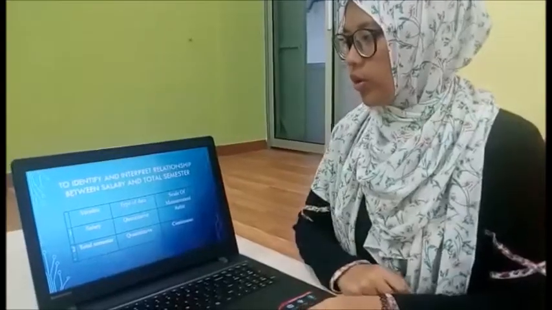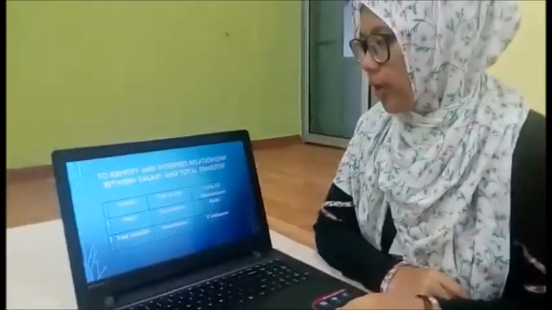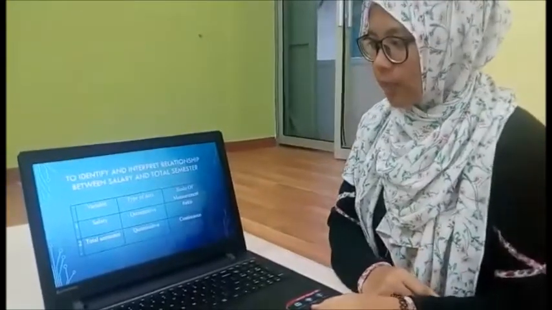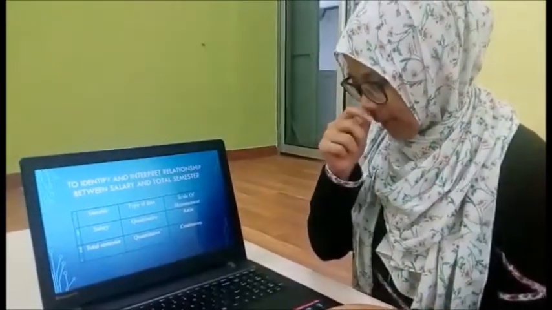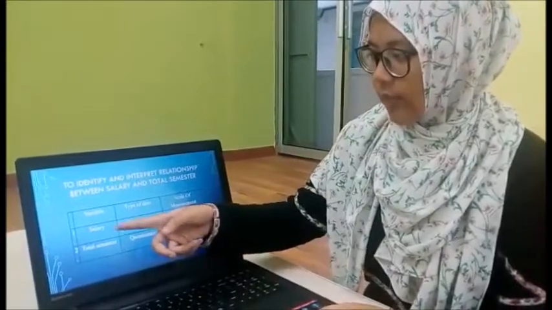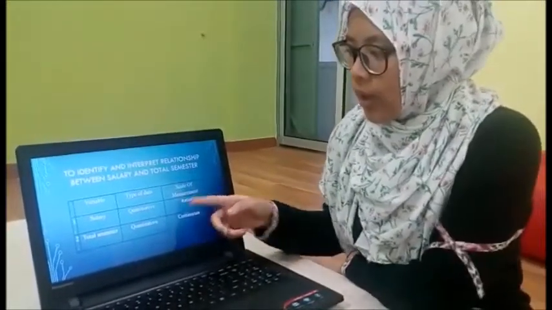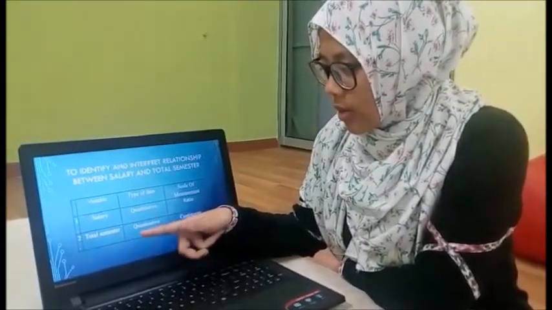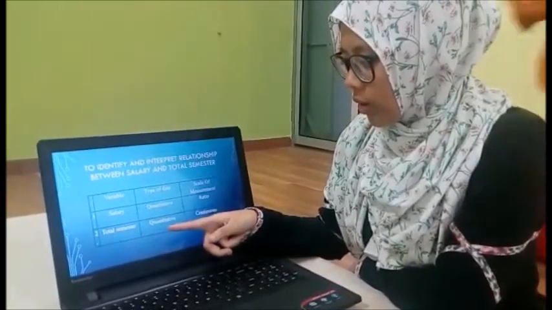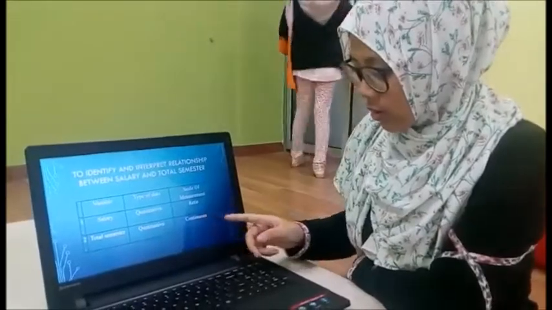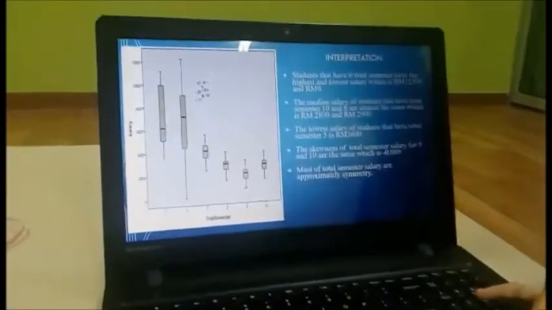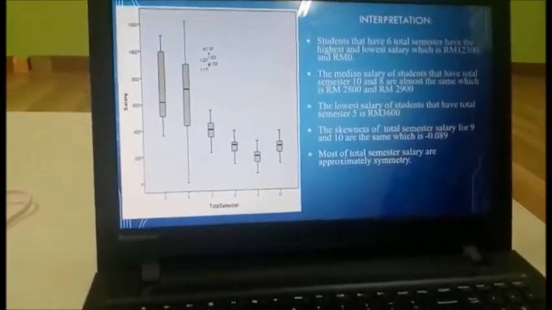Okay. So next, the objective is to identify and interpret relationship between salary and total semester. So the variable is salary, type of data quantitative and scale is ratio. And second is total semester, the type of data is quantitative and scale of measurement is continuous. So we use box plot.